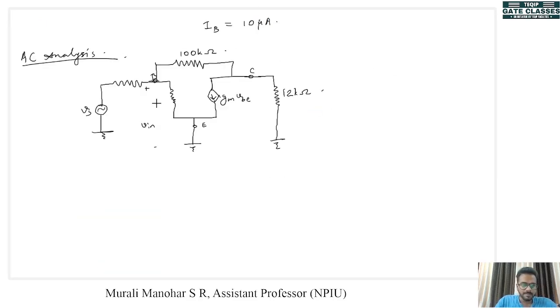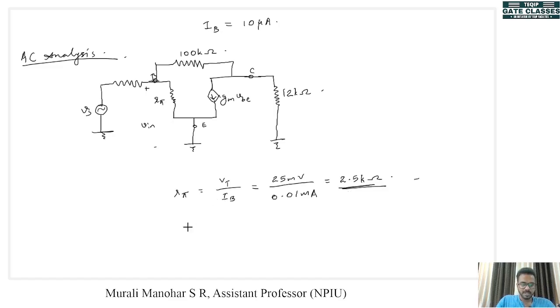Since we have IB, we can find R pi, and R pi is given by Vt divided by IB. Vt is 25 millivolt. We have already found IB as 10 microampere, which is 0.01 milliampere. Now that will give us 2.5 kilo ohms. So this is R pi.